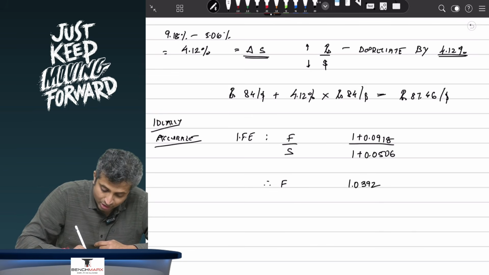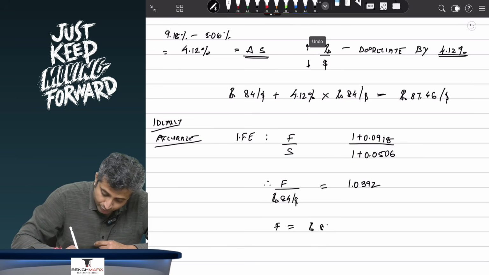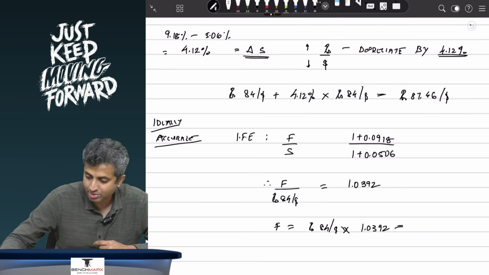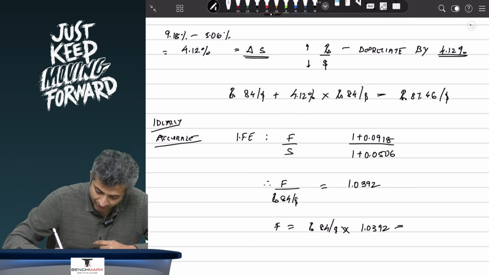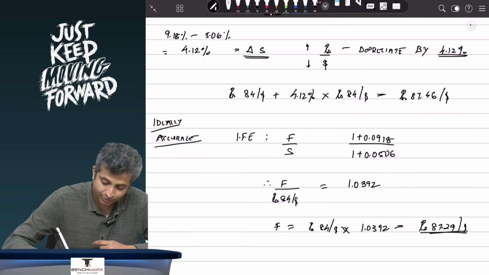Adjustment to what? Well, to the spot rate, which was rupees 84 per dollar. If I take this on the other side, F is equal to rupees 84 per dollar, to which I will say that the adjustment will be 1.0392, and see, your answer will be exactly the same. So basically, if I go to see, this is rupees 87.29. In my opinion, this is the right formula.